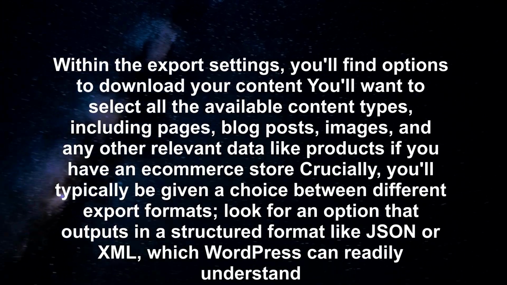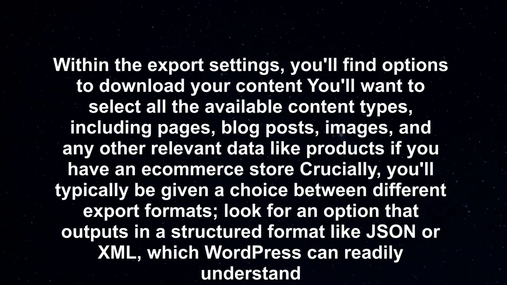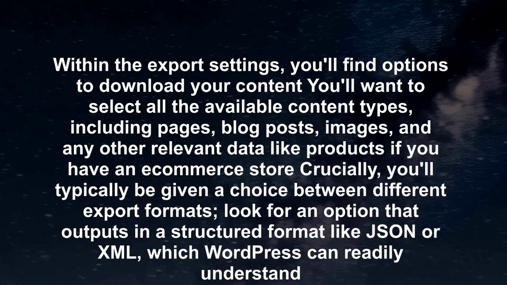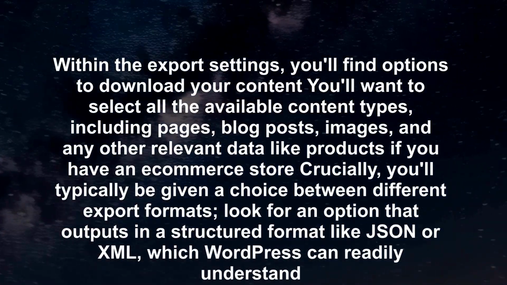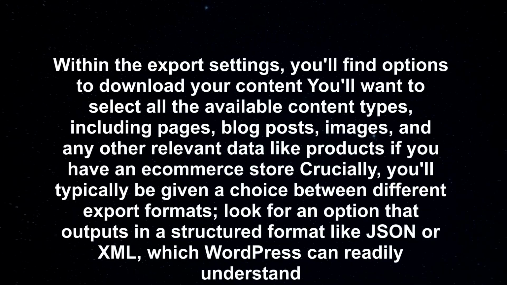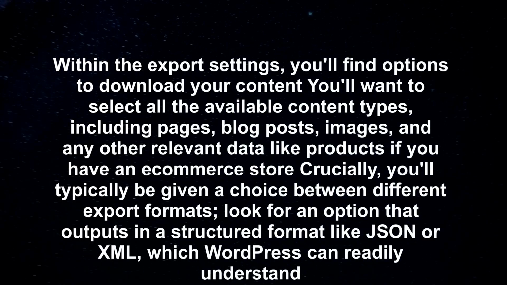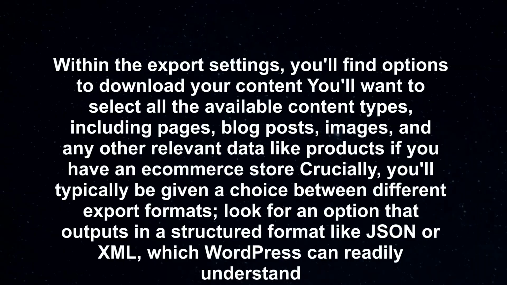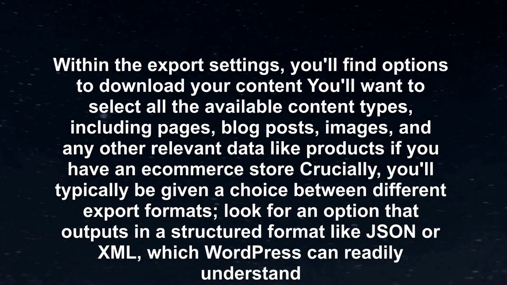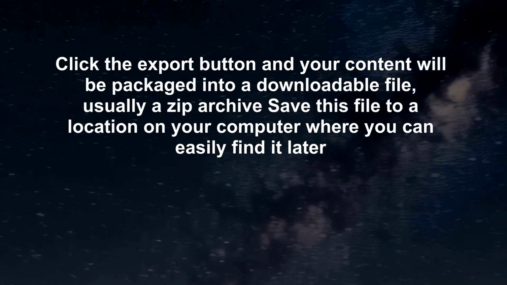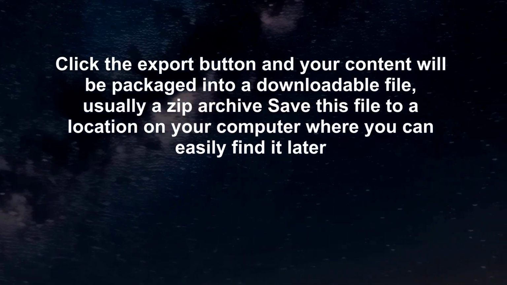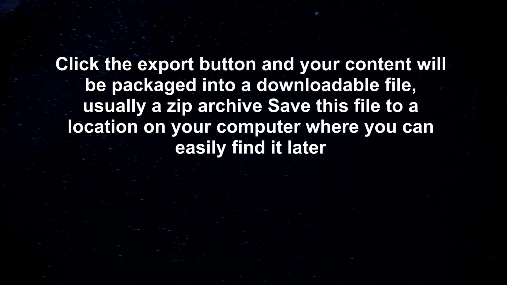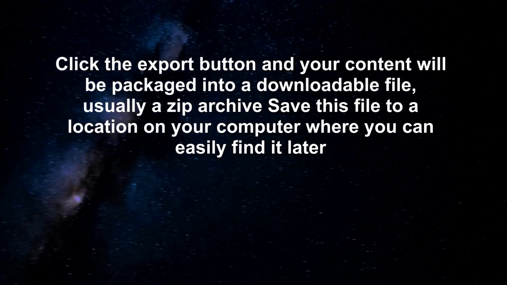You'll want to select all the available content types, including pages, blog posts, images, and any other relevant data like products. If you have an e-commerce store, crucially, you'll typically be given a choice between different export formats. Look for an option that outputs in a structured format like JSON or XML, which WordPress can readily understand. Click the Export button, and your content will be packaged into a downloadable file, usually a zip archive. Save this file to a location on your computer where you can easily find it later.